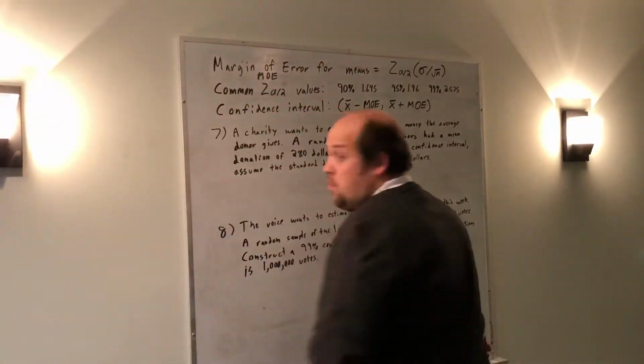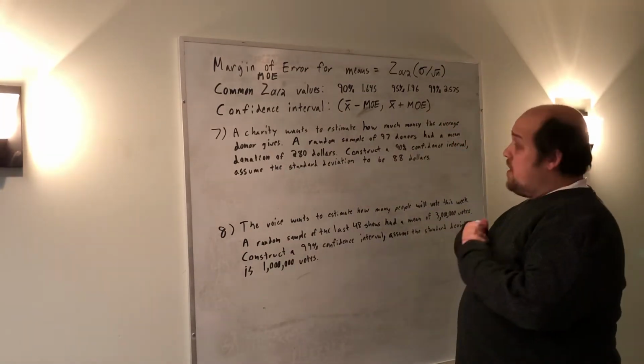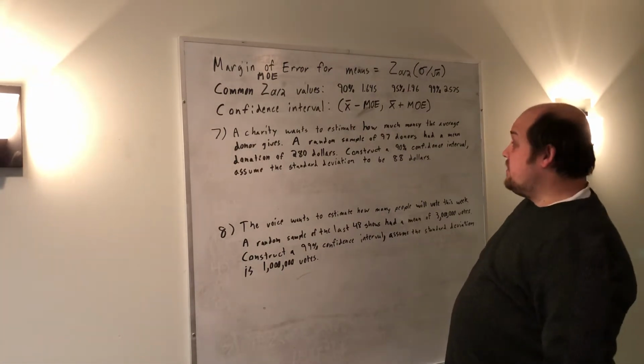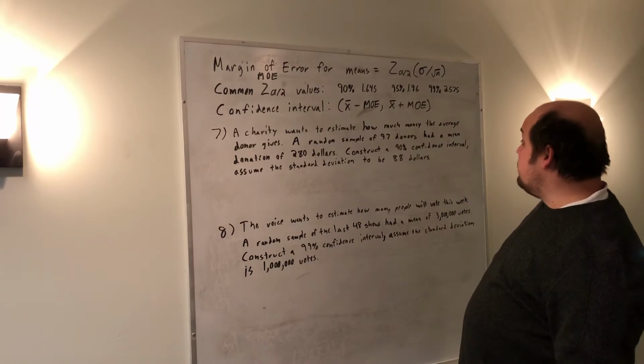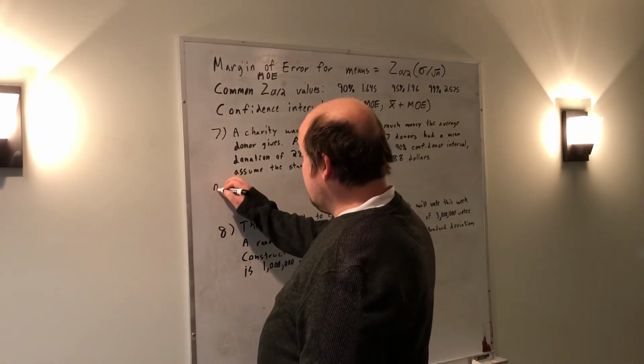We're going to look at word problems where we're doing these confidence intervals in full and we're going to have to pull out all the important information. So this first question tells us a charity wants to estimate how much money the average donor gives. A random sample of 97 donors, so that 97 is going to be my sample size n.